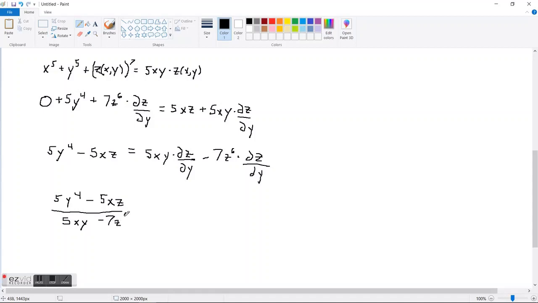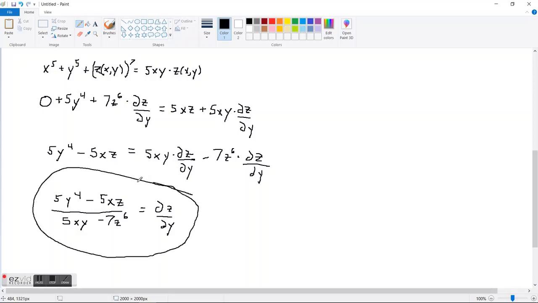And that's our partial with respect to y. And again, remember that you could have wound up with the negative of the numerator over the negative of the denominator. And that's the same solution, just expressed differently. And that's it.